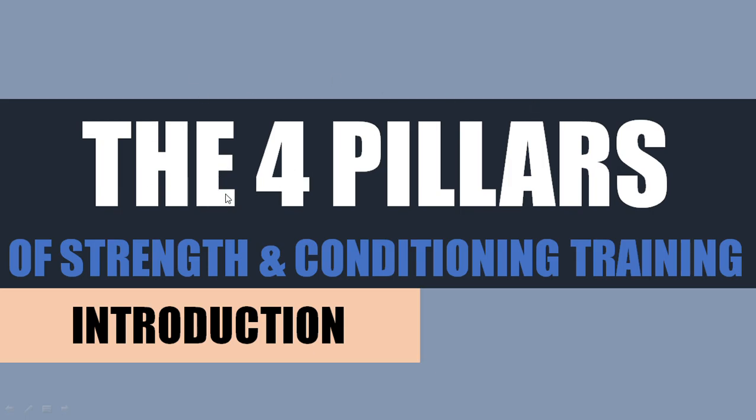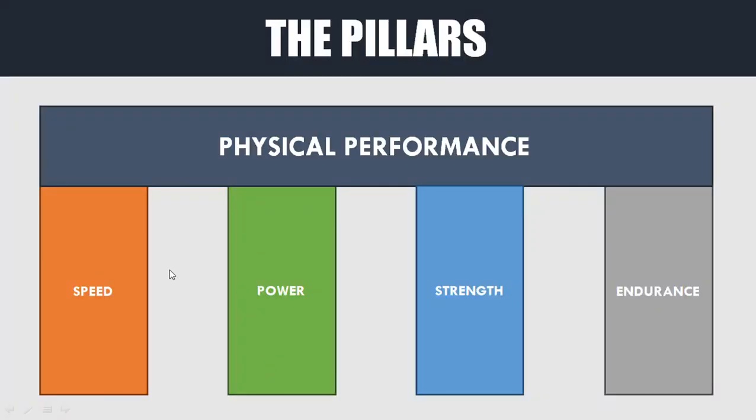This video series is called the 4 Pillars of Strength and Conditioning Training. So this first video is just going to be an introduction to the video series and also outline what's to come. The 4 pillars that we're talking about are speed, power, strength and endurance. These are basically 4 categories that make up the physical performance of athletes, at least from a physical standpoint. I've called them pillars because I've made the analogy here that these are 4 pillars holding up this beam, which is physical performance. So for coaches, we can categorize all our training into these 4 categories, or these 4 pillars.